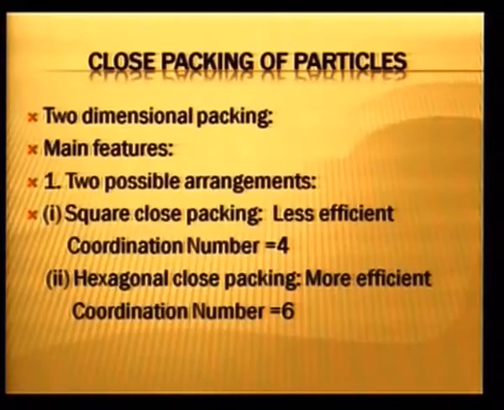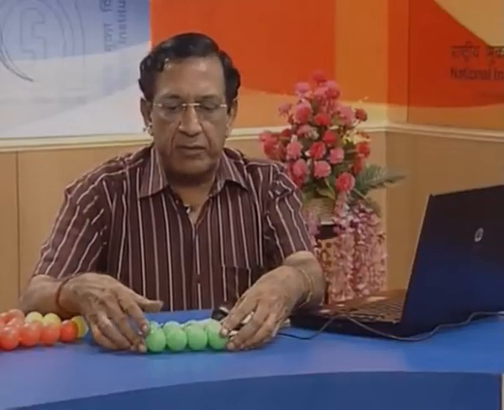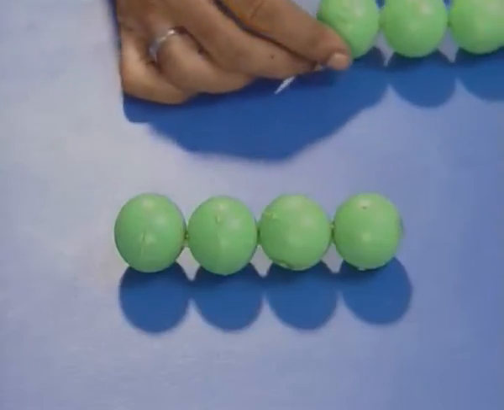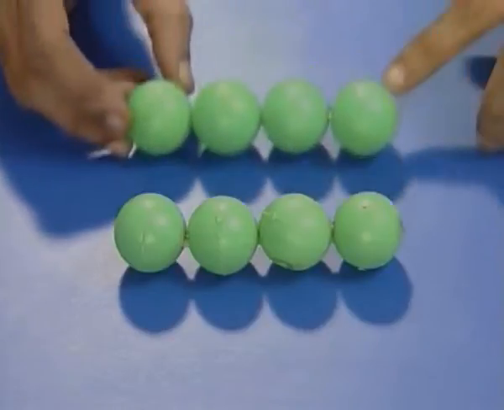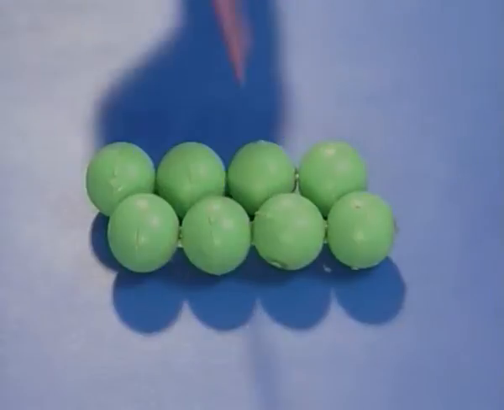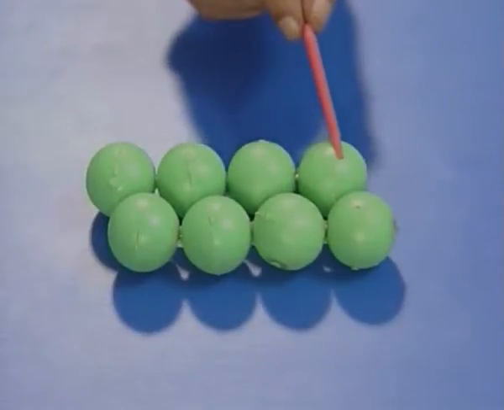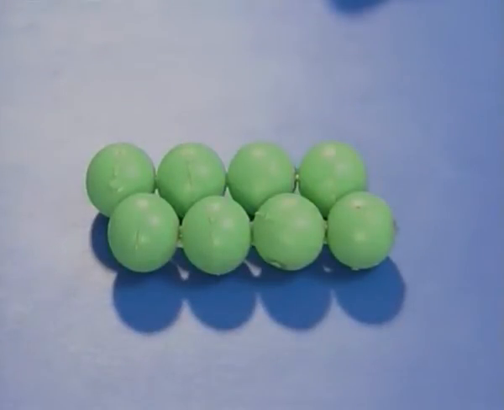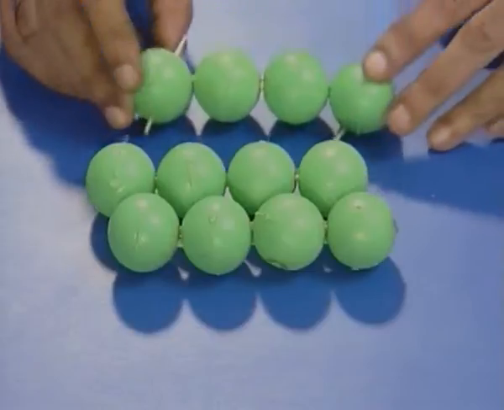The second possible arrangement of close packing, two dimensional close packing, is hexagonal close packing. Once again, we will take help of the balls. We can now place the rows in staggered position. You can see that this first row, second row I am placing not one ball above the other, but balls of second row fit into depressions of the bottom layer. So, now there are less spaces. I have placed a third row also.